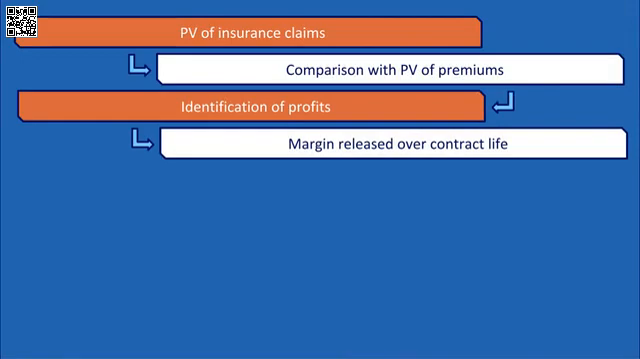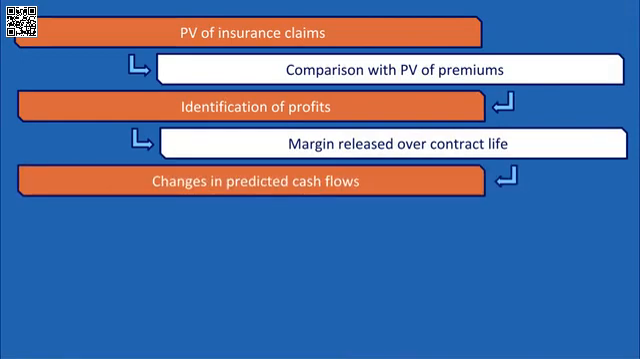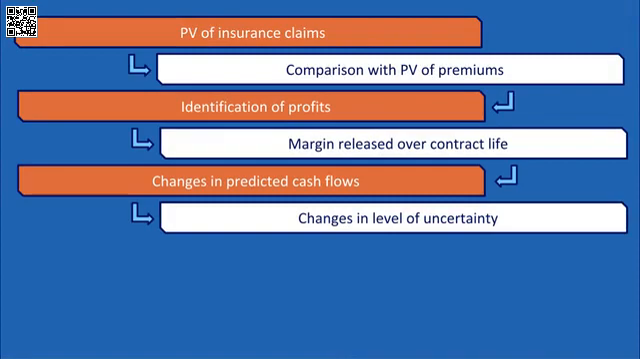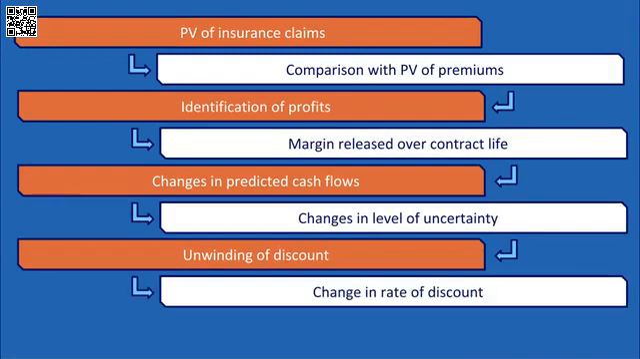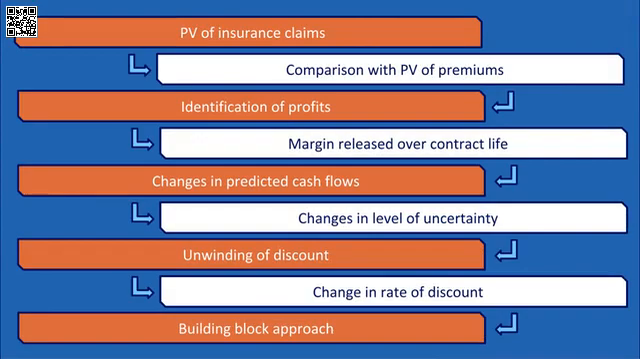However, there are other things being recorded in the profit and loss account. For example, there could be changes in predicted cash flows associated with the contract. There could be changes in levels of uncertainty and therefore levels of risk adjustments applied to the future cash flows. There could be unwinding of the discount on the present values of relevant contract elements, and there could be an impact from change in the rate of discount to reflect current risks. The exposure draft takes a building blocks approach to provide separate identification of each component of performance, thus giving the user a better understanding of the drivers of profit.